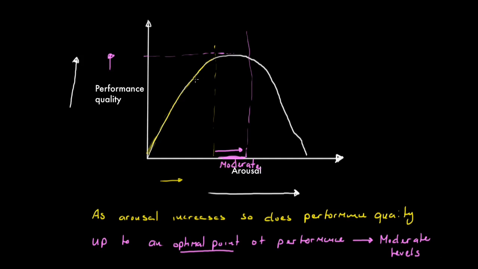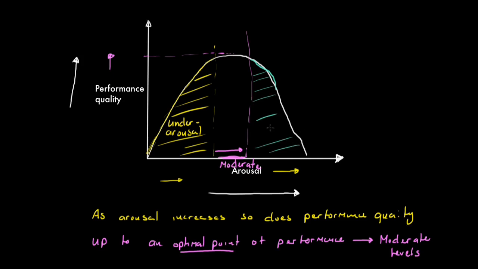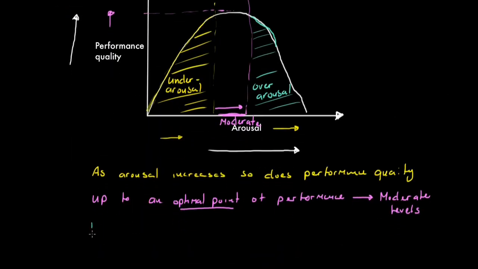Well, in that case then, what do we call this area here? Generally speaking, we can refer to this as under arousal. And as we see from the curve, as arousal continues to increase up in this direction, we actually now have a reduction in performance quality. That is illustrated in this area over here, and I'm sure you can already tell me that this would be described as over arousal.